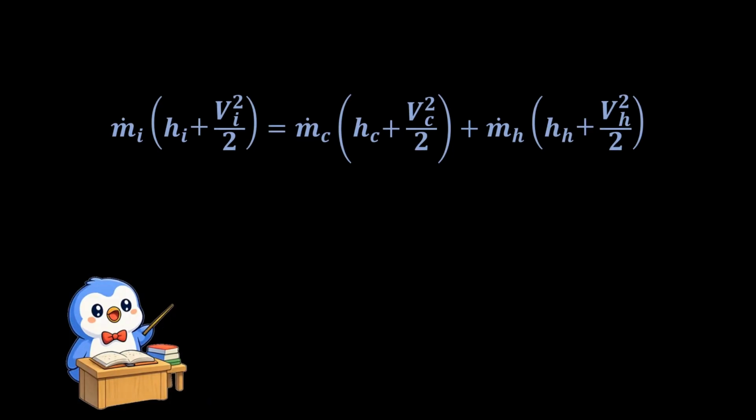To make that clearer, let's rewrite the energy balance using mass fractions. Using the solved energy equation from earlier, and if we divide through by the inlet mass flow rate, we get the following.